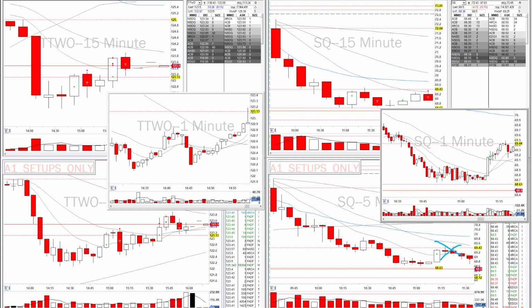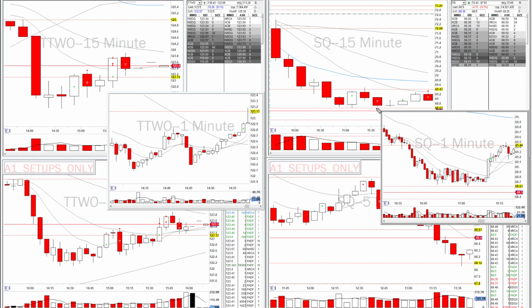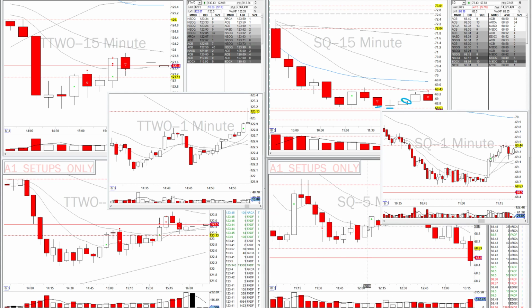Now this is the second one here, okay? This is the second one I took on SQ. Right, so SQ, I saw it again, it failed to make a new low here, right? And this is a really good indecision candle. So what did I do? I went long on the new 15-minute high. Now that coincided, on the 5-minute chart, with the new 5-minute high on some sort of a bottom here as well, right?